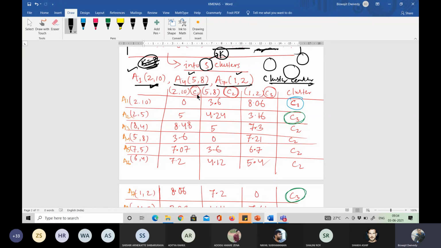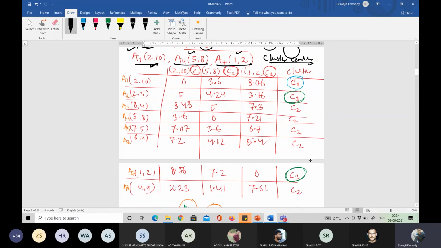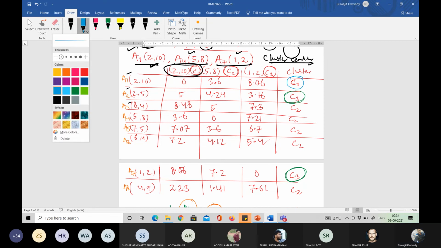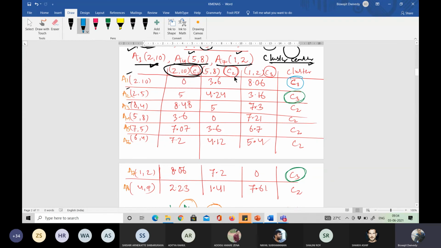So you can see I have just formed a table here. In this column, you can see all the data points I have written: A1, A2, A3, A4, A5, A6, A7, A8. Please look at these carefully. All the data points I have written here, and here the three cluster centers. C1 is equal to 2, 10. This is your second cluster center, 5, 8. This is your third cluster center.